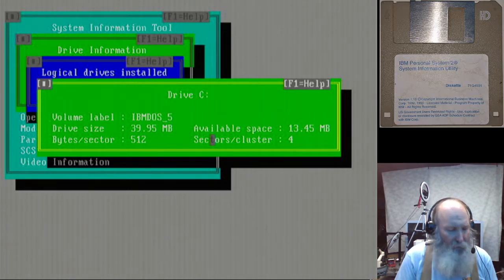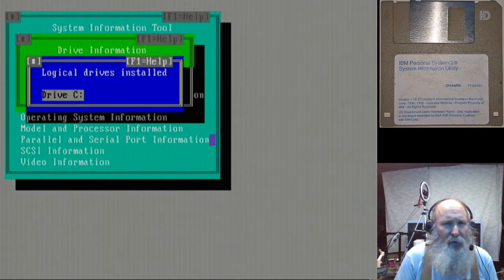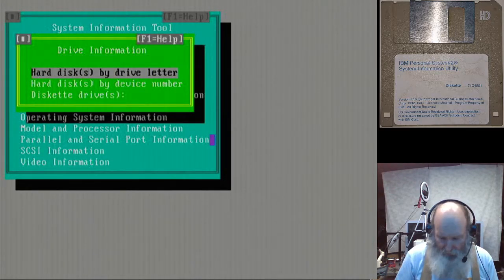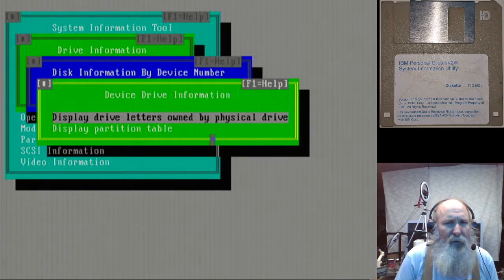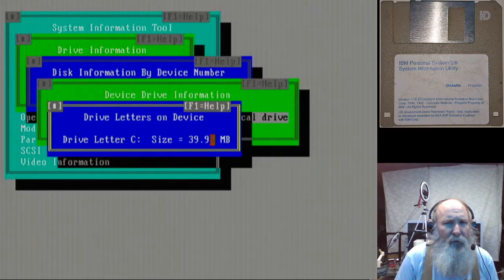Okay, the volume label, the hard drive being IBM DOS 5. And the hard drive by device number. Okay, drive letter C, and it's a 40 megabyte IDE drive.